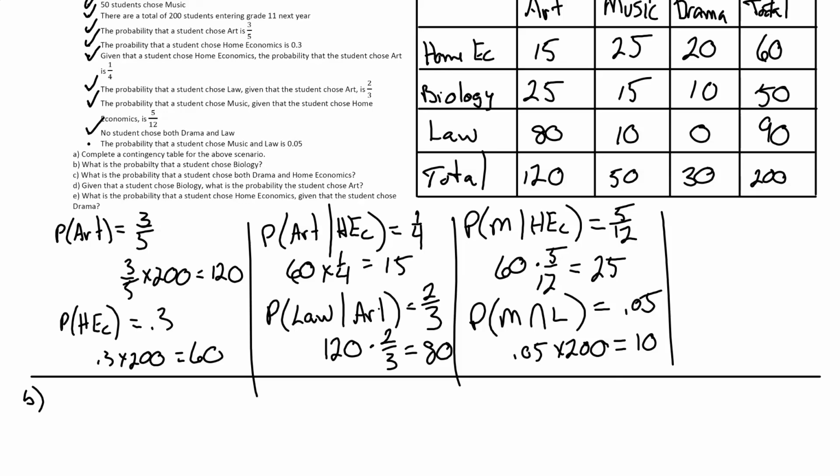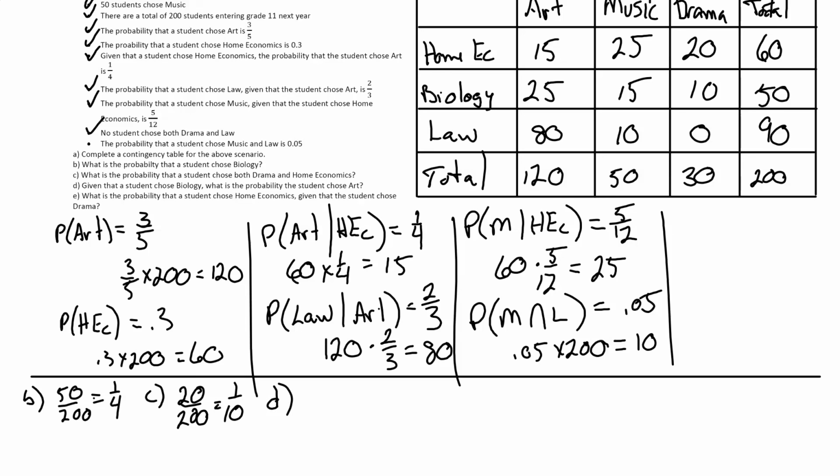Once we've got our table, now we can go ahead and figure out the final probabilities that they're looking for. Part B, what is the probability that a student chose biology? Well, that's fairly straightforward. We're working with the total from the biology row divided by the total number of students. So that's 50 out of 200, or 1 out of 4. Part C says, what is the probability that a student chose both drama and home economics? 20, again, out of the 200, because we weren't given anything, so we weren't adding any constraints. So that's 20 out of 200, which is equal to 1 out of 10.